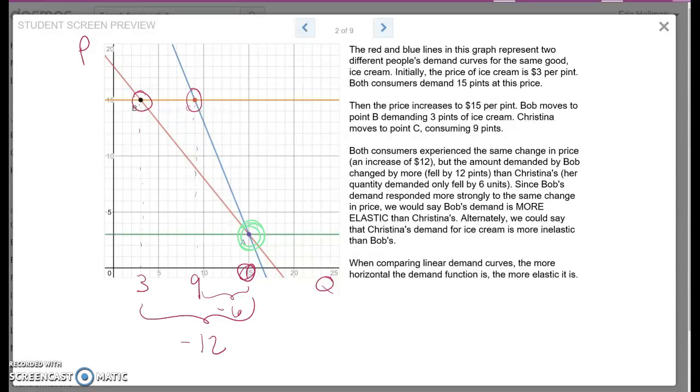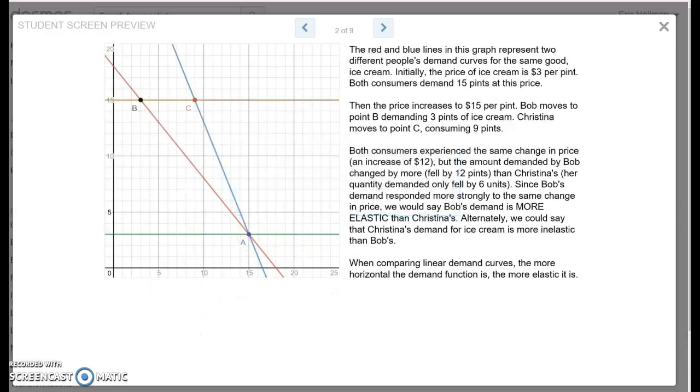So we would say that Ms. Red's demand is more elastic than Mr. Blue's. Another way to say the same thing is that Mr. Blue's demand is more inelastic than Ms. Red's. So when you're looking at two different people's linear demand curves, in general, the more horizontal one of them looks, the more elastic it is. We need to be careful about that because the slope of a linear demand curve is not the same thing as elasticity. We're going to look at how to calculate it later. But in general, the flatter a demand curve is, the more responsive it's going to be to changes in price.